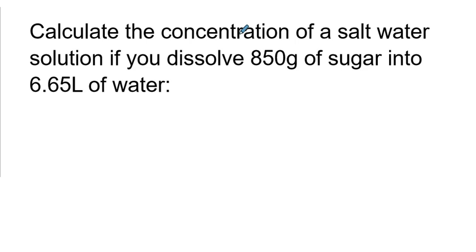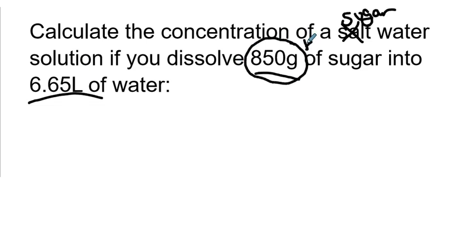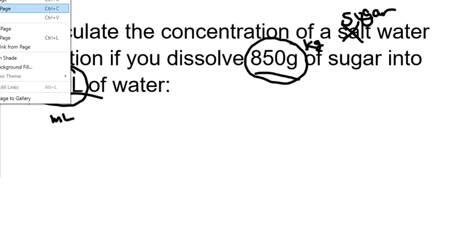Last one. I have 850 grams of sugar, and my volume of water is 6.65 liters. So here I have an example where my mass is in grams, but my volume is in liters. I can do one of two things. I can convert my mass into kilograms, or I can leave the mass in grams and convert my volume into milliliters. Either one is fine, and both will give you the same answer.